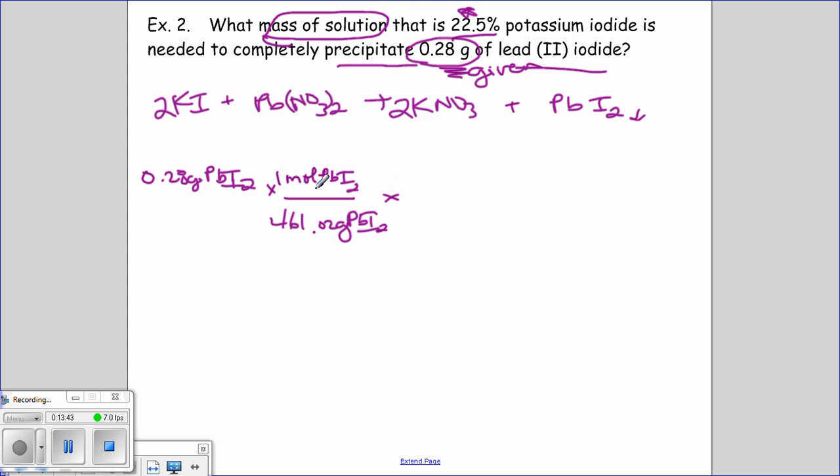Here is my problem. I don't need lead 2 iodide anymore. I actually need to get to potassium iodide, which means mole ratio. So I've got a 2:1 ratio. So 1 mole of lead 2 iodide for every 2 moles of potassium iodide. I'm going to ignore the whole mass percent of solution right now and just figure out how many grams of potassium iodide I need, because grams is referring to mass, and that's going to allow me to get to mass here shortly.